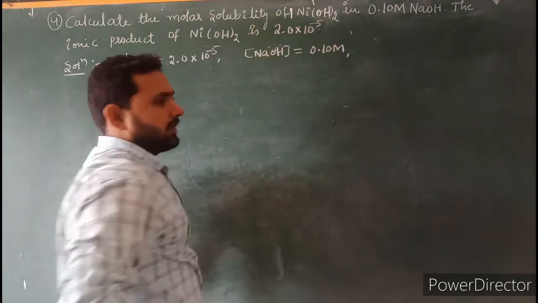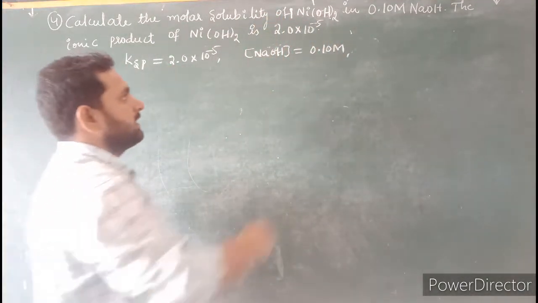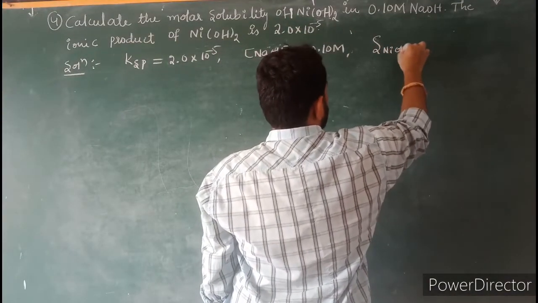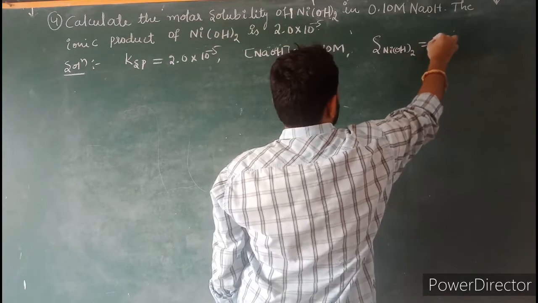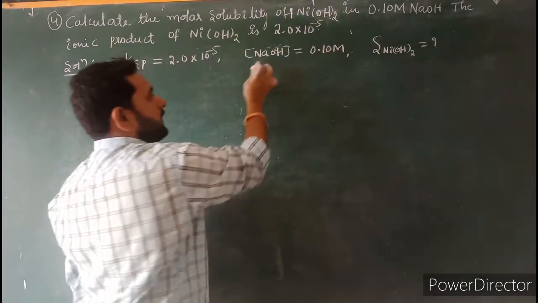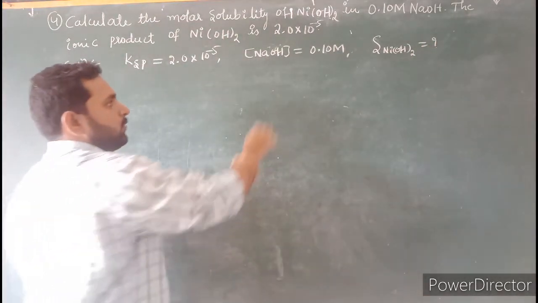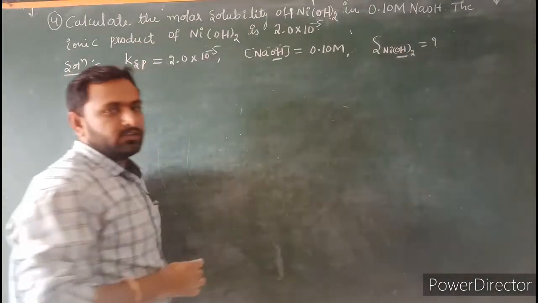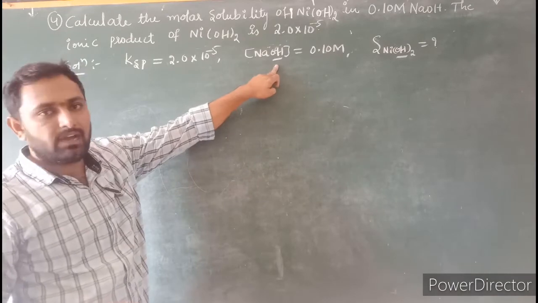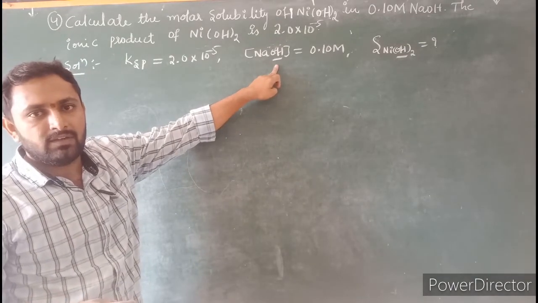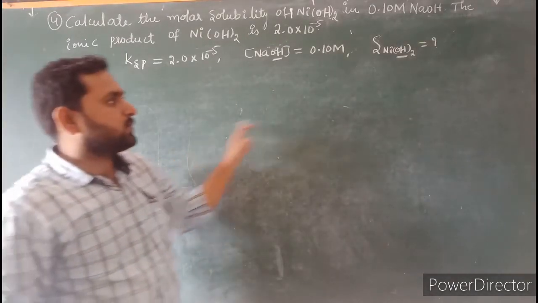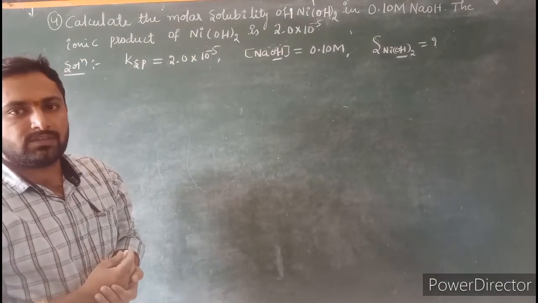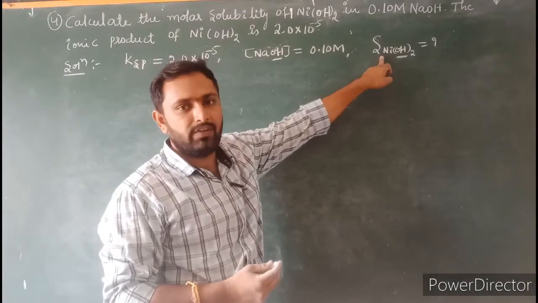Here what we have to calculate? We have to calculate the solubility of nickel hydroxide. The solubility of nickel hydroxide is equal to question mark. Here between the weak electrolyte and strong electrolyte, OH- ions are common ions. When the molar concentration of a strong electrolyte having a common ion is given, then follow this method to calculate the solubility of the weak electrolyte. First let us write chemical equations for the strong electrolyte and weak electrolyte.